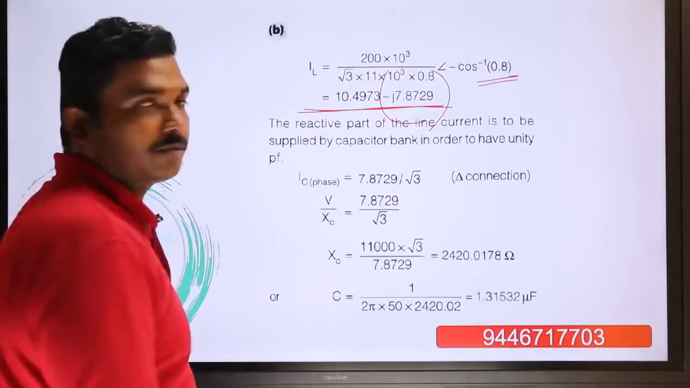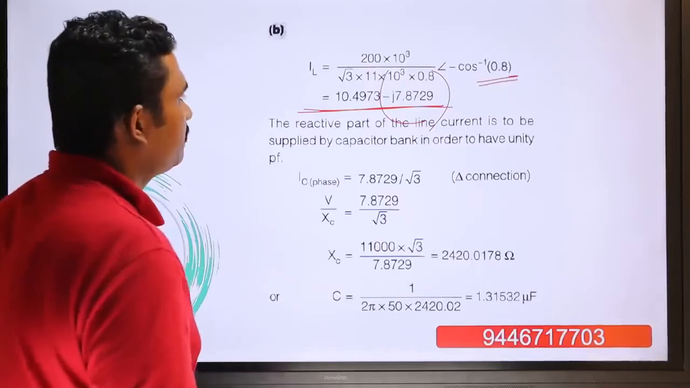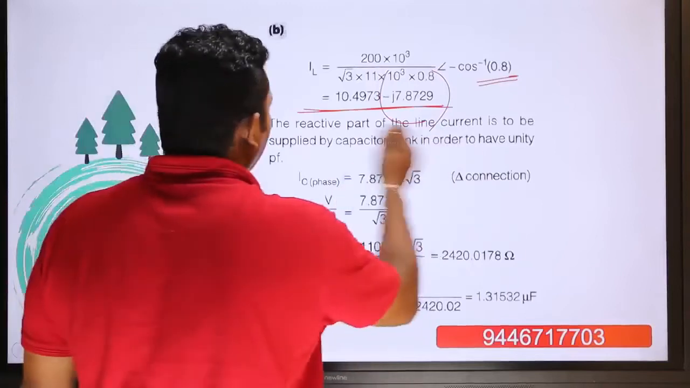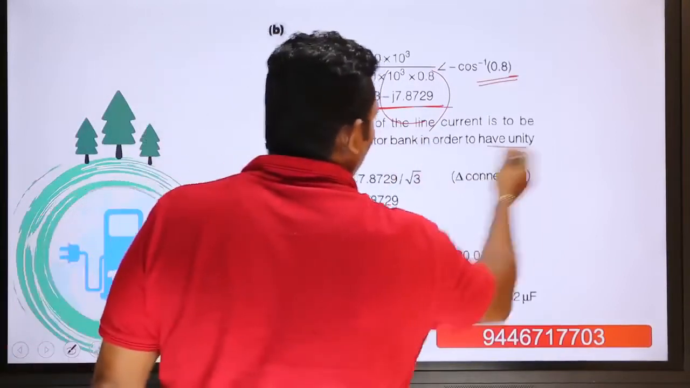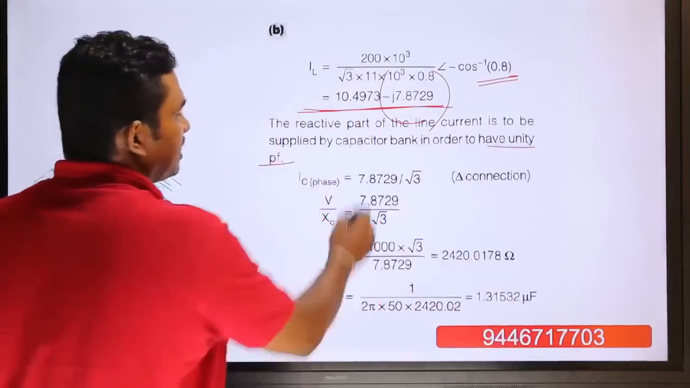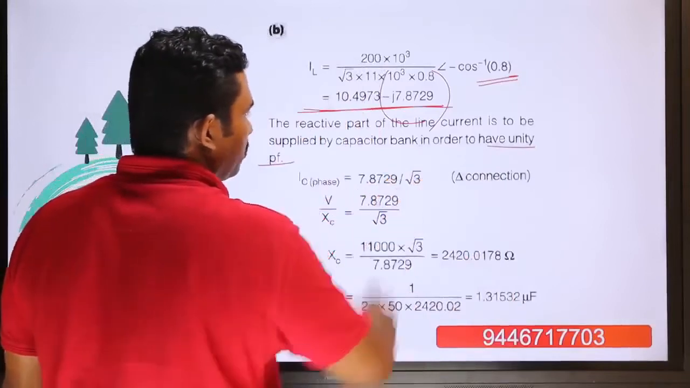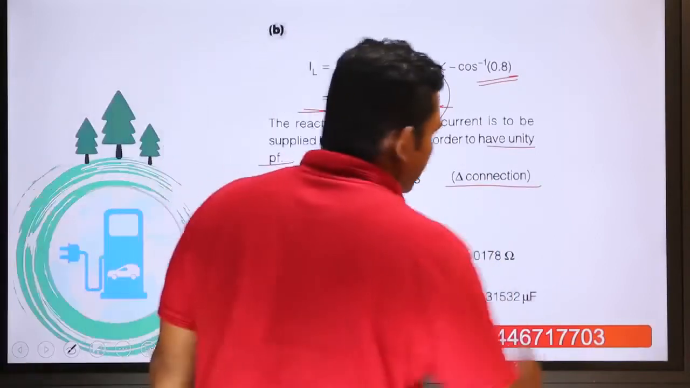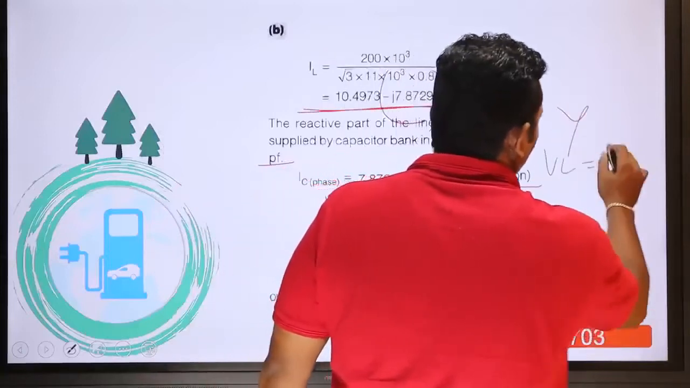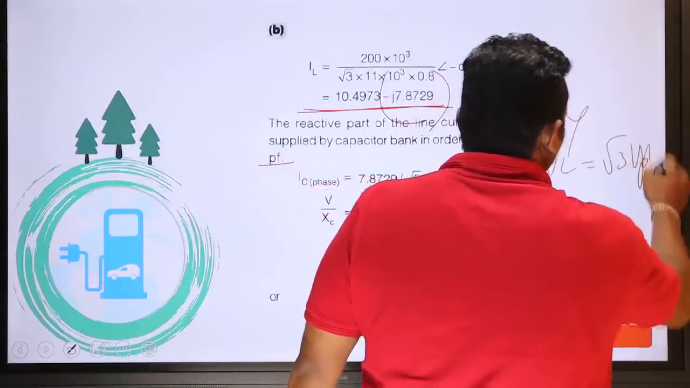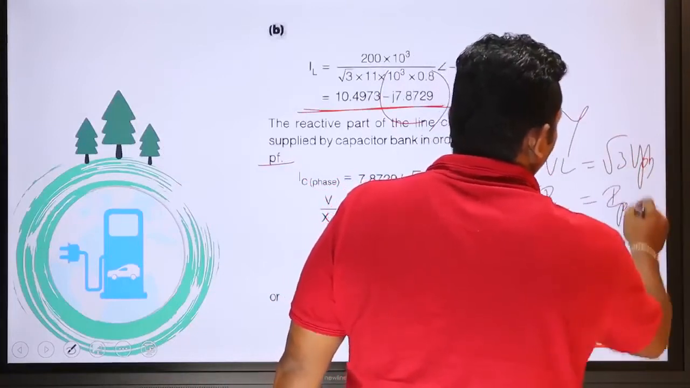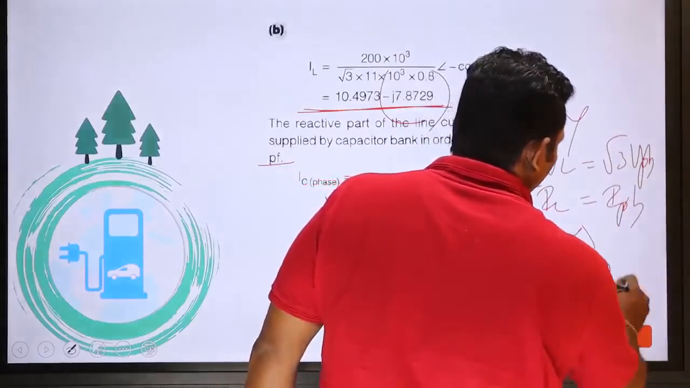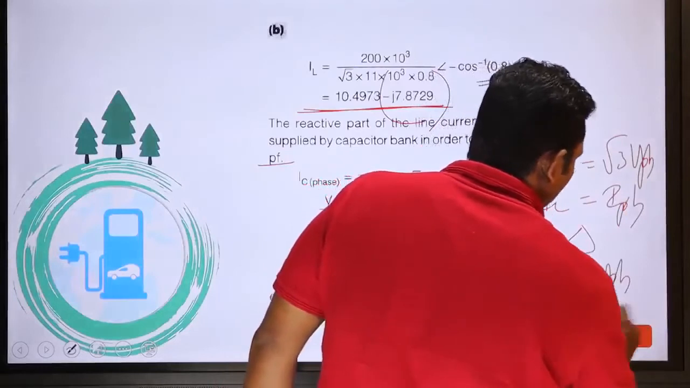When it is unity power factor, there is no reactive part of the current. So what is the phase current that is to be supplied? The reactive part of the line current is to be supplied by the capacitor in order to obtain unity power factor. So it is 7.8729 divided by root 3, because it is a delta connection. What is the condition for star and delta? For a star connection, VL is equal to root 3 V phase and IL is equal to I phase. For a delta, VL is equal to V phase and IL is equal to root 3 I phase.